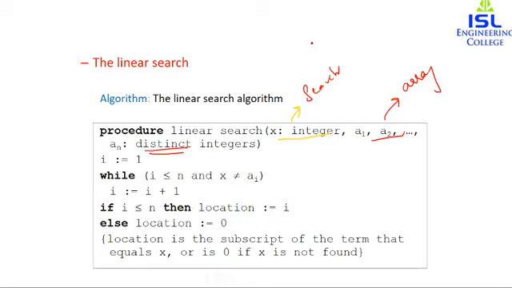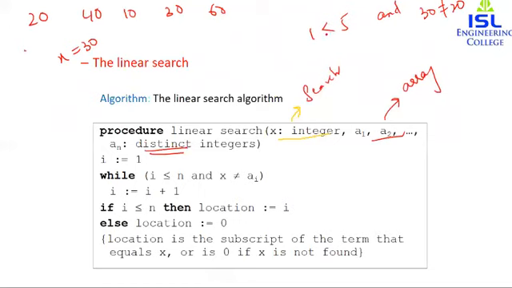First and foremost, I is 1, and 1 is less than 5, if we have 5 elements. I am taking the same problem that we have taken, where the elements are 20, 40, 10, 30, 60, and x was 30. Now 1 is less than 5 and we check whether 30 is equal to 20. No, it is not equal. We increment I to 2 and check whether I is still less than n, and we keep on repeating the loop.